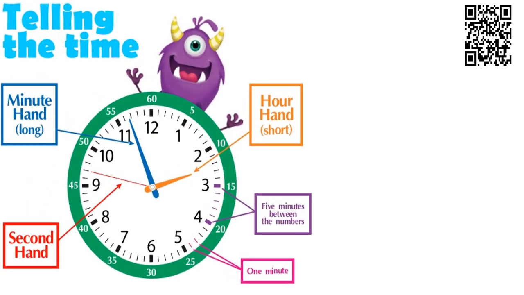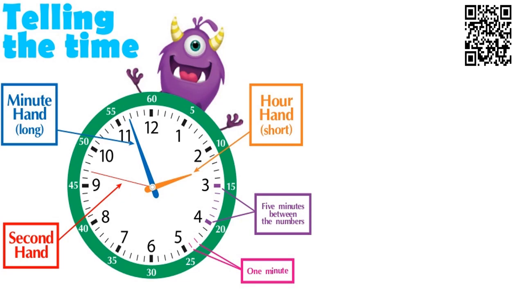Now, let's start with telling time. We studied it in grade 2 and our monster here will help us to remember it. We learned that we have two hands, short hand for hours and long hand for minutes. We have here a very thin hand, which is for seconds, and it's optional to be found in our clock. Let's focus on the short hand and long hand for hours and minutes.